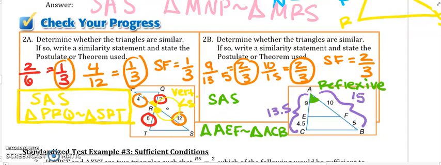Here I put small over small, big over big. Remember, you're always going one on one triangle to one on the other. Scale factor of 1/3. I have my vertical angles, so I have SAS.